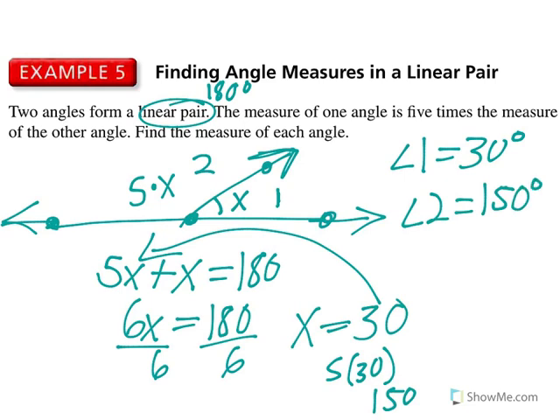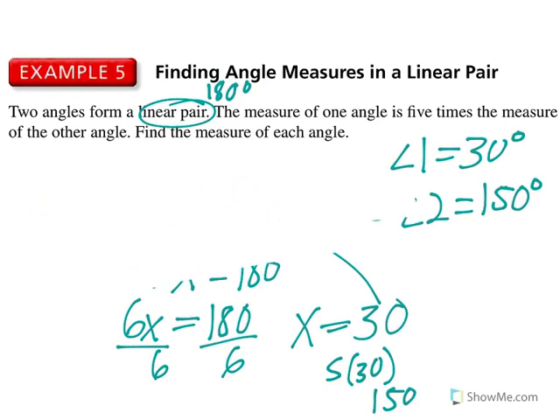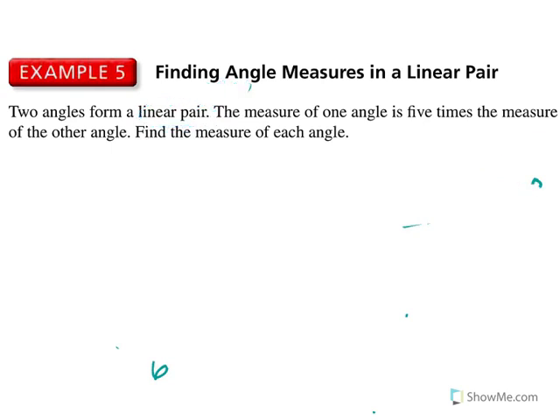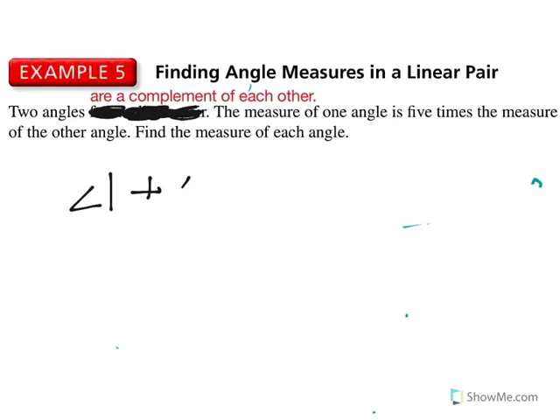Okay, these are the types of word problems you'll see. You'll also see problems where it tells us that we have angles that complement each other. Remember, complement means it's going to be 90 degrees. So if I go back and instead change linear pair to complement, so two angles are a complement of each other, now that would mean that these angles have to add up to be 90 degrees. So if I again call them angle 1 and angle 2, angle 1 plus angle 2 would equal 90.